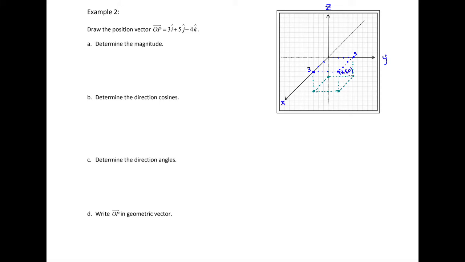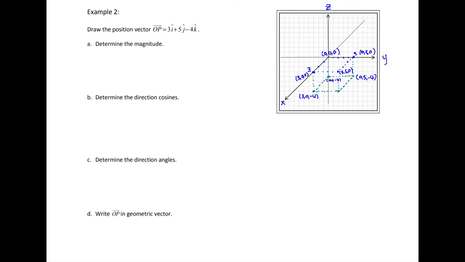Let's label the remaining points. First, label the origin. We know this is on the x-axis, so it's (3, 0, 0). Since we're going down by 4, this becomes (3, 0, negative 4). At this point, we know this is (0, 5, 0). When we go down by 4 units, this becomes (0, 5, negative 4). This point here is (0, 0, 0), so when you go down by 4, it becomes (0, 0, negative 4).